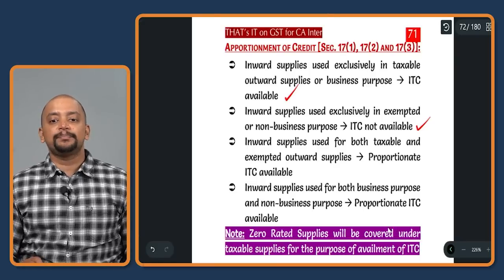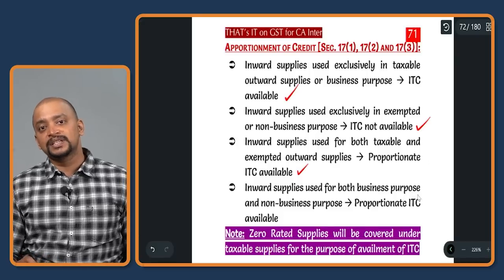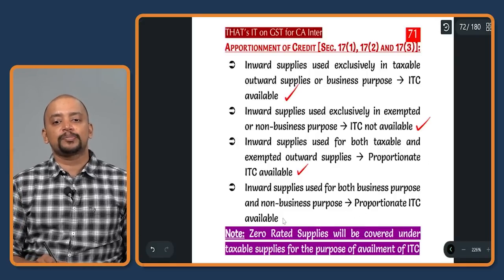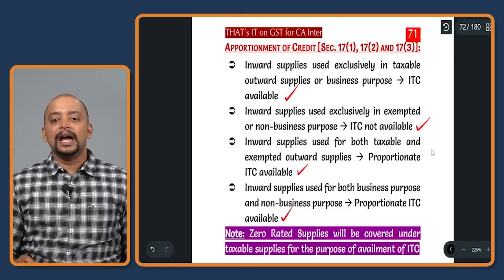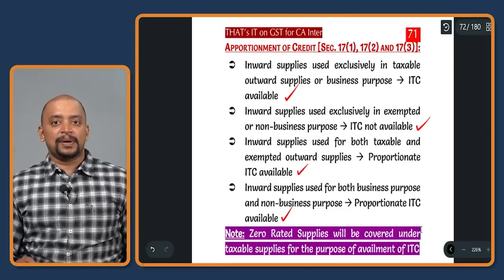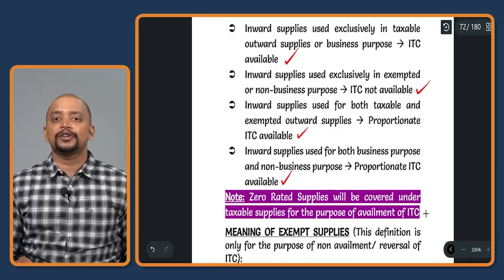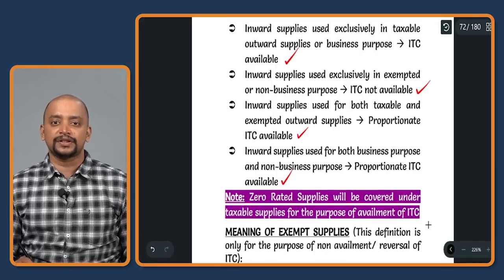When inward supplies are partly used for taxable and partly used for exempted, proportionate ITC is available. If inward supplies are partly used for business and partly used for non-business, then also proportionate ITC is available. And what is the meaning of zero rated supplies? Taxable supplies include zero rated supplies. Zero rated supplies means export of goods or services and supply of goods or services to SEZ.